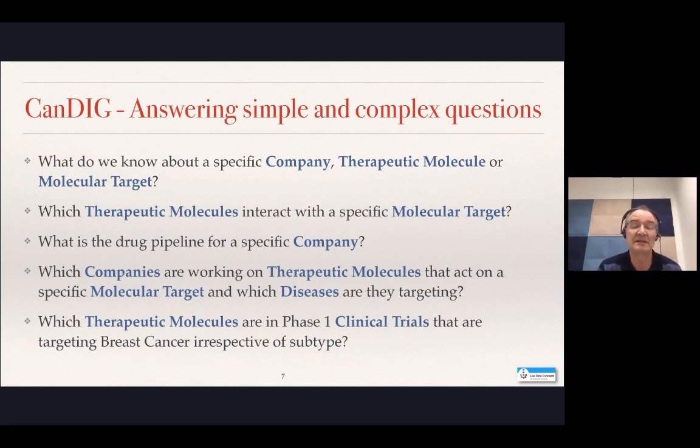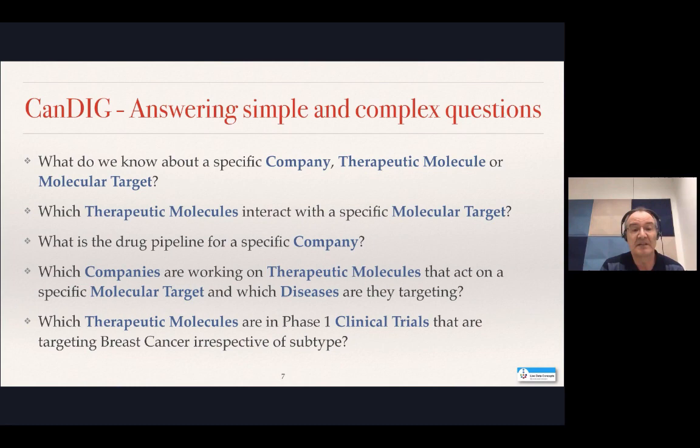But I also wanted to ask some more complex questions. For instance, which of these molecules interact with a specific molecular target or a target family? What is the drug pipeline, for instance, for a specific company? Which of the molecules are they developing themselves? Which of the molecules are they developing in collaboration with others? Then which companies are working on therapeutic molecules that act on a specific molecular target, and which diseases are they targeting? As I mentioned, a molecule may be involved in a disease process, but this disease process isn't necessarily isolated. It may involve multiple parts in a human body, and one molecule could be used in treating multiple diseases.